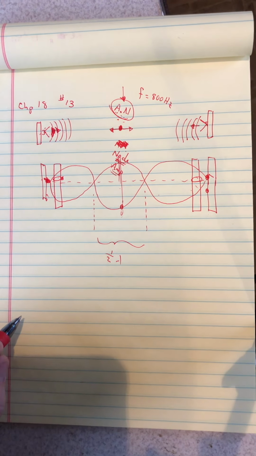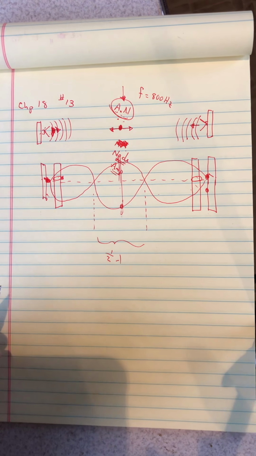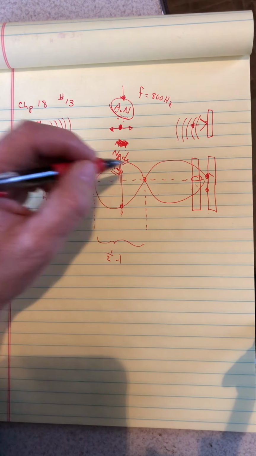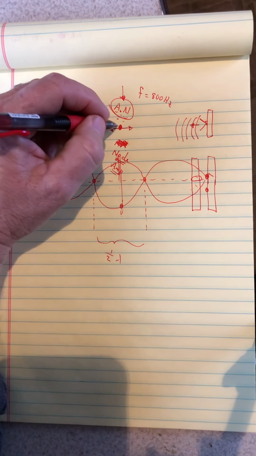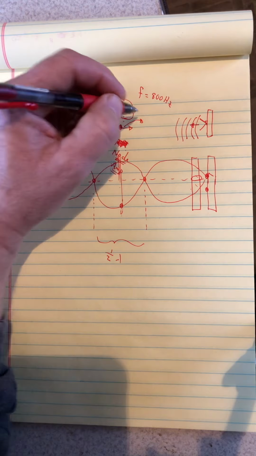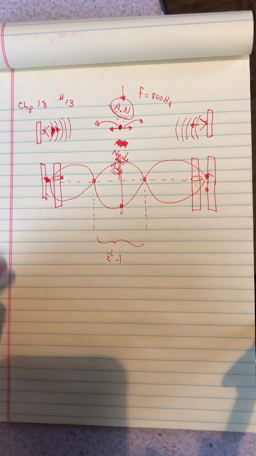Again, it's a node from the amplitude wave, but it's an antinode from the pressure wave. Okay, so I want to keep saying that. I'm working with the pressure wave. So my nodes would be a quarter of a wavelength in each direction, and then they would be a half a wavelength repeating in each direction.